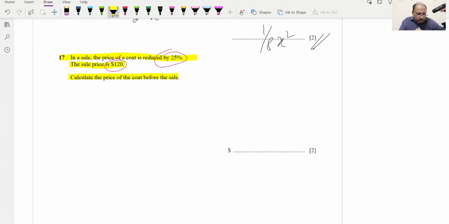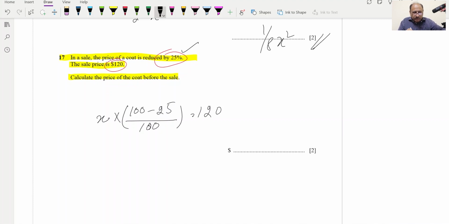So before sale, we can suppose that before sale price is X, and this price is reduced by 25%. So multiply by 100 minus 25. Whenever it is reduction or depreciation or decrease, we will be taking minus. Otherwise, if it is increase or appreciation or in adding values, then it will be 100 plus whatever it is. So 100 minus 25 in this case, and divided by 100 for the percentage, and this will be equal to 120, which they have provided.